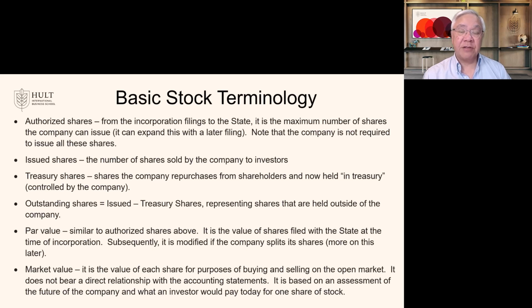Par value is similar to authorized share above. It's the value of the shares as established by the incorporation papers when the company first started out. And subsequently, it's modified when the company splits some shares. We'll see more of this later. And the last is market value. It's the value of each share for purposes of buying and selling on the open market. It does not bear a direct relationship with the accounting statements. It's what is in the minds of the purchasers of the shares. It's determined by many other factors other than the financial statements themselves. And it looks at what is the future of the company, and therefore what is the value of the stock.